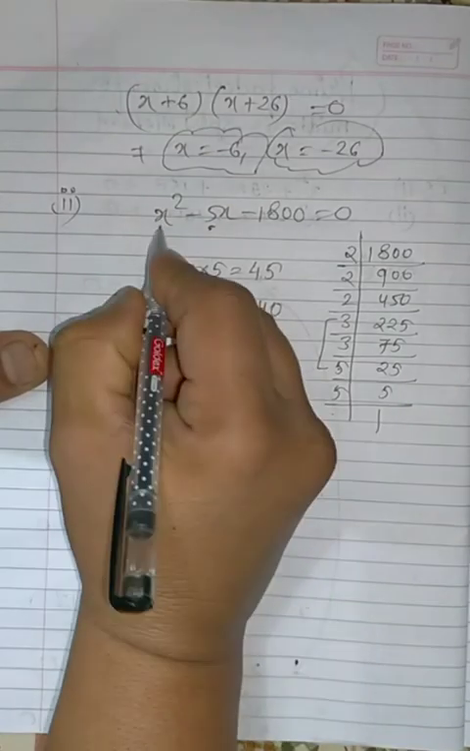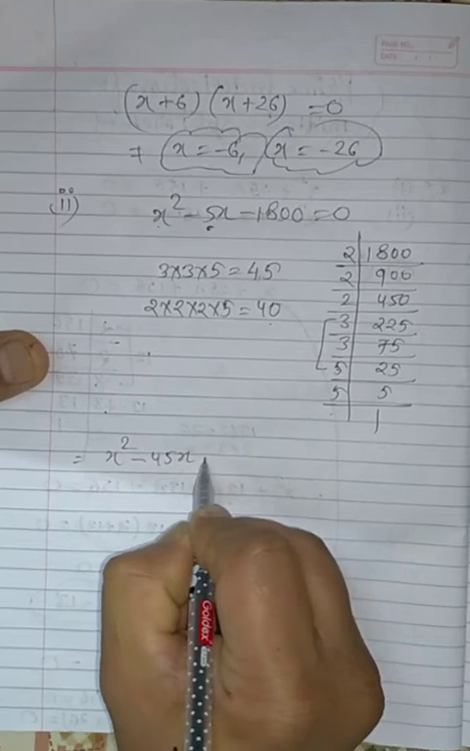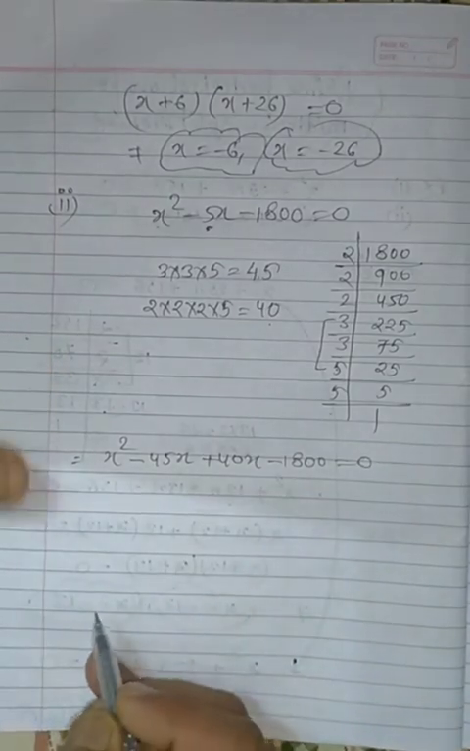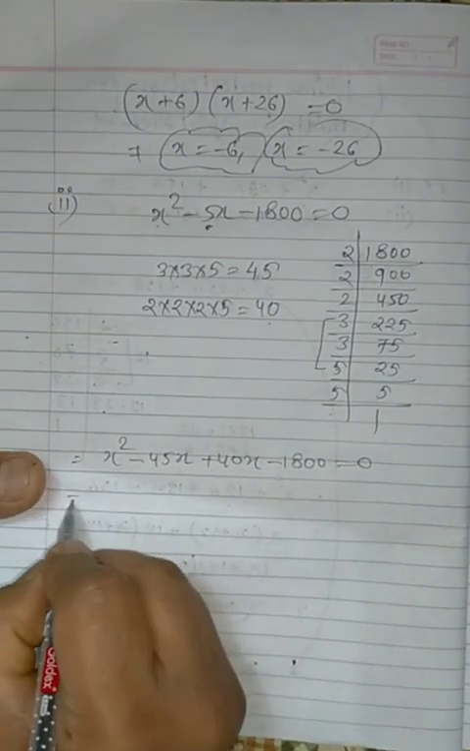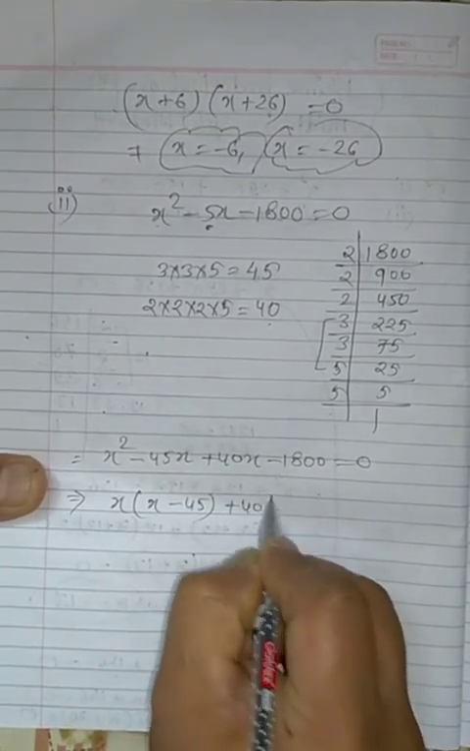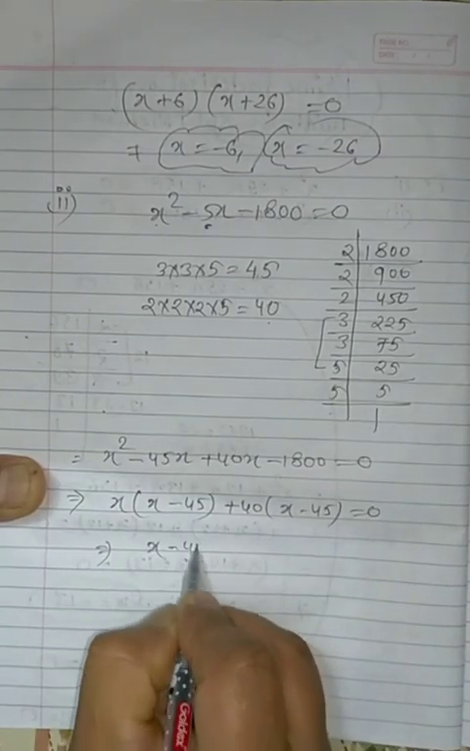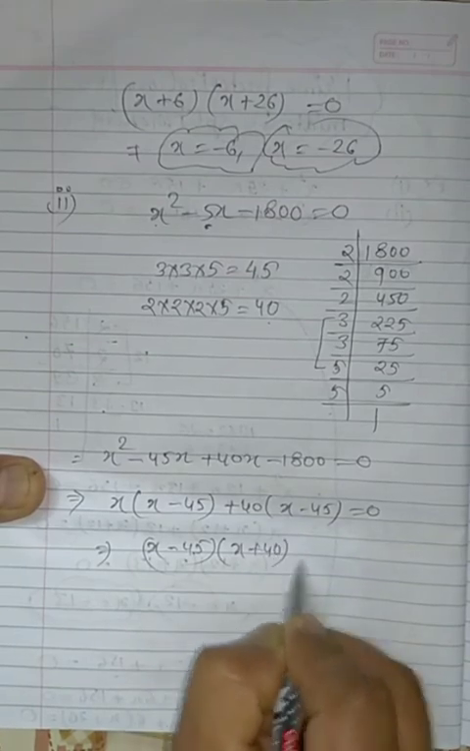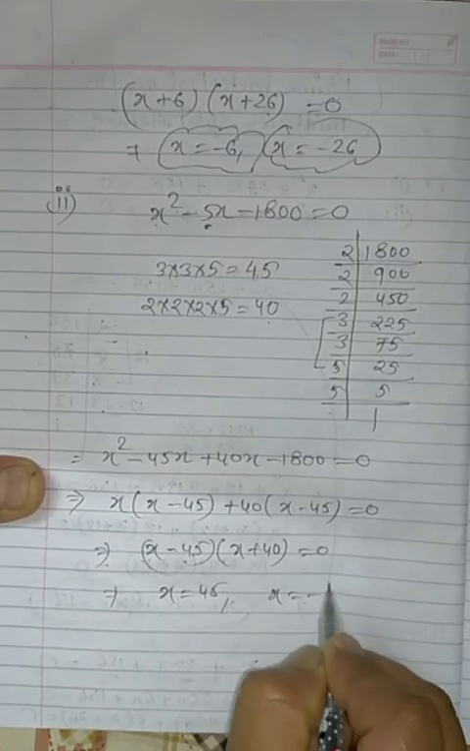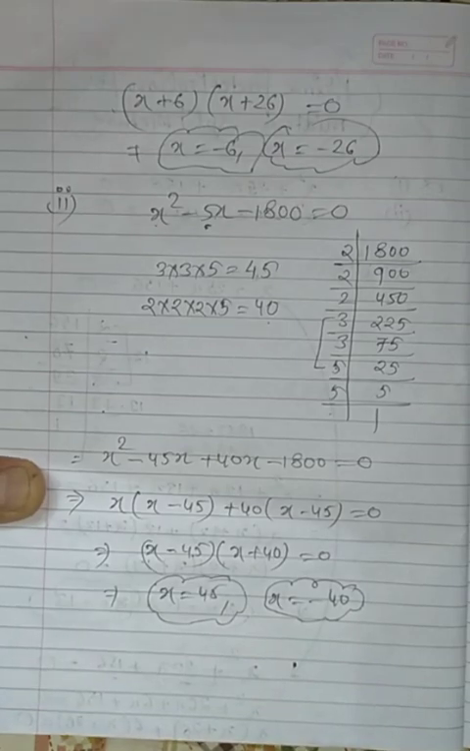So we can write this step as x square minus 45x plus 40x minus 1800 equal to 0. That implies x common, x minus 45, plus 40 common, x minus 45 is equal to 0. That implies x minus 45 times x plus 40 equal to 0. That gives x is equal to 45 and x is equal to minus 40, which are the two roots of the quadratic equation.